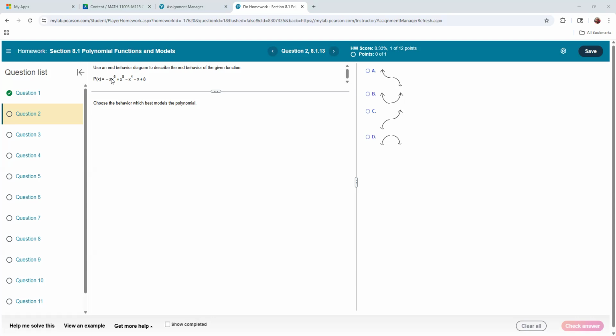Julie, you're quick today, because that is definitely D, remember? 6 is an even degree, so it's the first column, and it's a negative lead coefficient, so that would be the bottom left picture where both ends are definitely going down. All right, good job. We're going to check that answer.